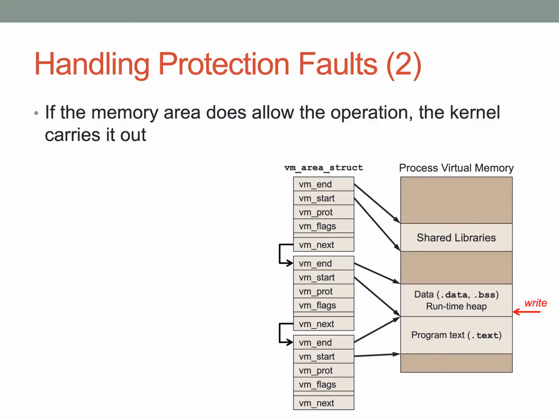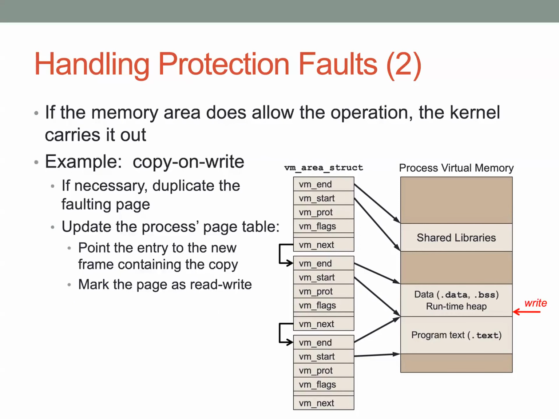Okay, let's see. What else do we talk about? If the memory area does allow the operation, the kernel carries it out. Oh yeah, copy on write. I already talked about this. Copy on write can just duplicate the page if there are multiple processes sharing it. If it's only one process sharing it, then it can just set it to be read-write, update the page table, and let the instruction re-execute, and it should run.